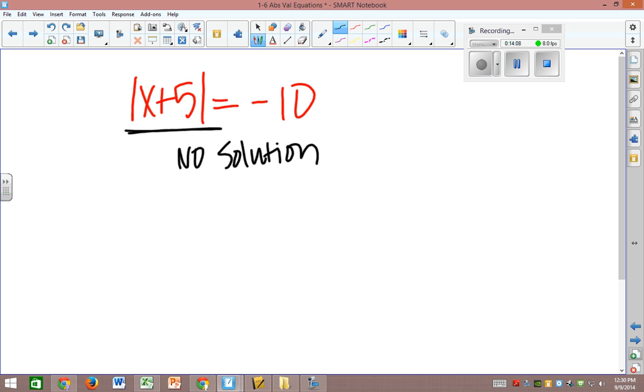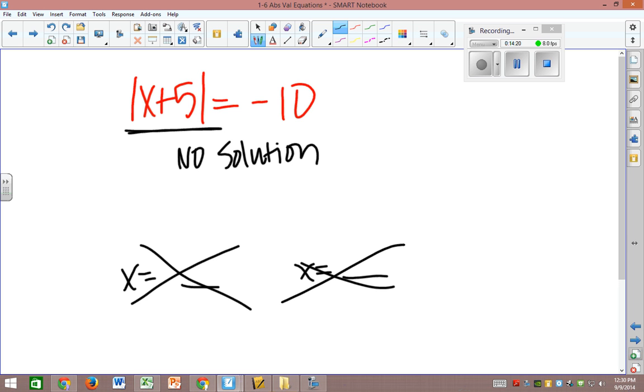So if you notice that right away, you don't have to do the whole problem, just write no solution. If you don't notice it, what's going to happen is you're going to go through and get your 2 answers, but then you'll put them back in and neither will work. Yeah, they'll both be extraneous. Yep. Cool. All right, good job.